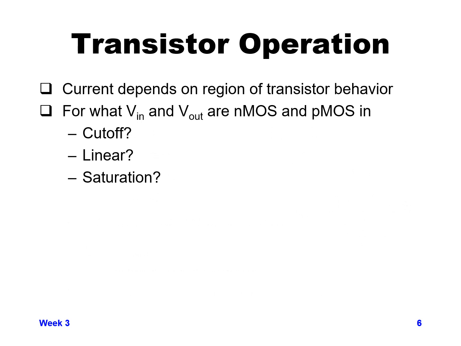So for our transistor operation, the current depends on what region we're in for the transistor behavior. And we've talked about transistor operating regions in previous discussions and in previous classes. So for what values of Vin and Vout are NMOS and PMOS in the 3 different regions that they can be in: the cutoff region, the linear region, and the saturation region. We'll be going through that again here to make sure that it's refreshed in your memory.